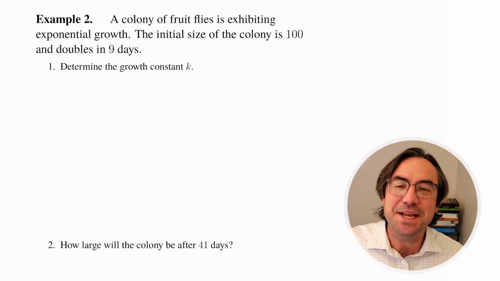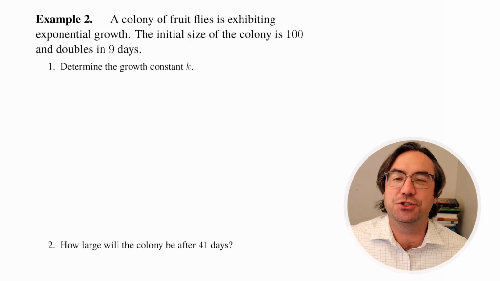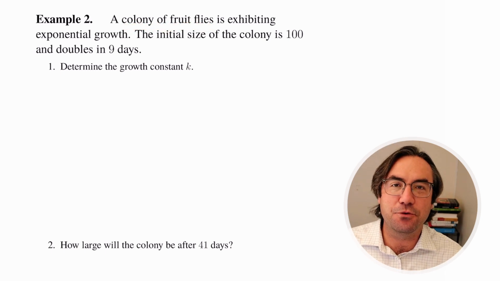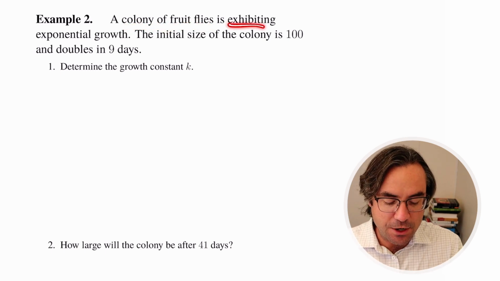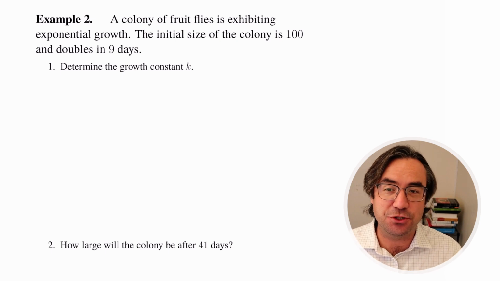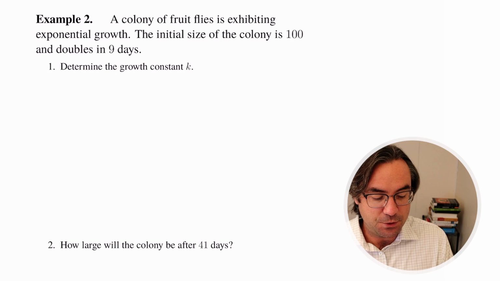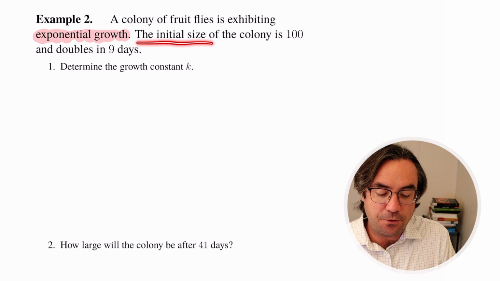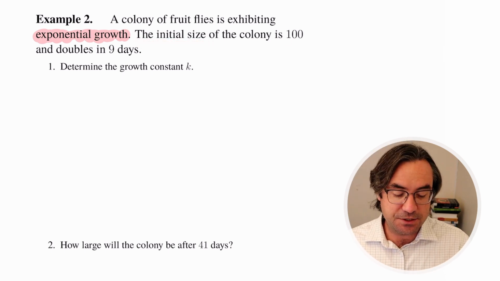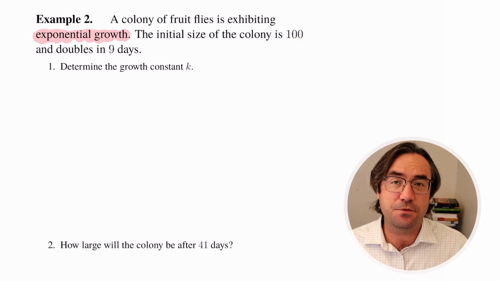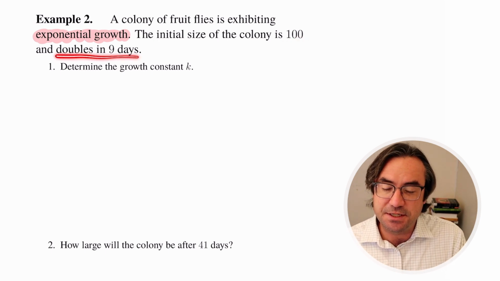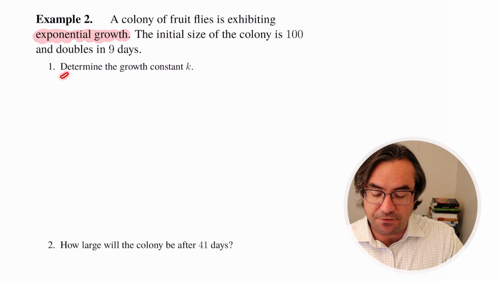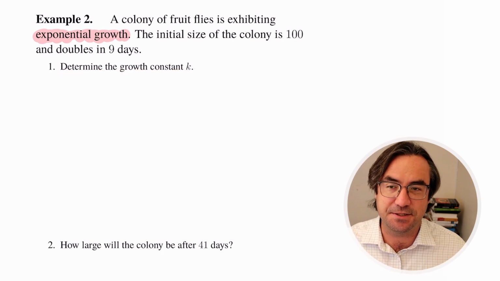Welcome, everyone. For today's prep, I want to look at one more exponential growth example. We're back to looking at our colony of fruit flies, and we know that this colony is exhibiting exponential growth. So we want to keep that in mind. We also know the initial size of the colony is 100. So there's 100 fruit flies to start with, and then it doubles in size in 9 days. From this information, we want to figure out what the growth constant K is.